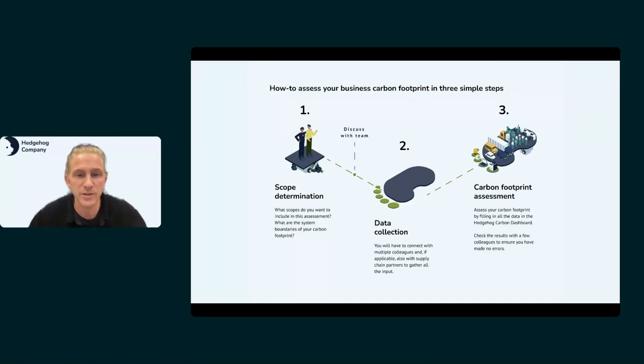In this step, you will have to connect with multiple colleagues, but also with supply chain partners. And this step is, in any project that we are contributing to or where we are guiding our clients, but also when people are using a carbon dashboard or doing their first business carbon footprint, data collection is by far the most complex process.